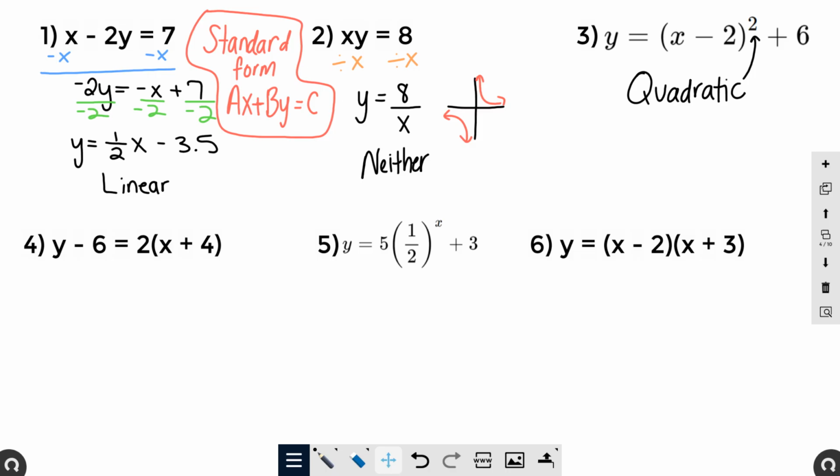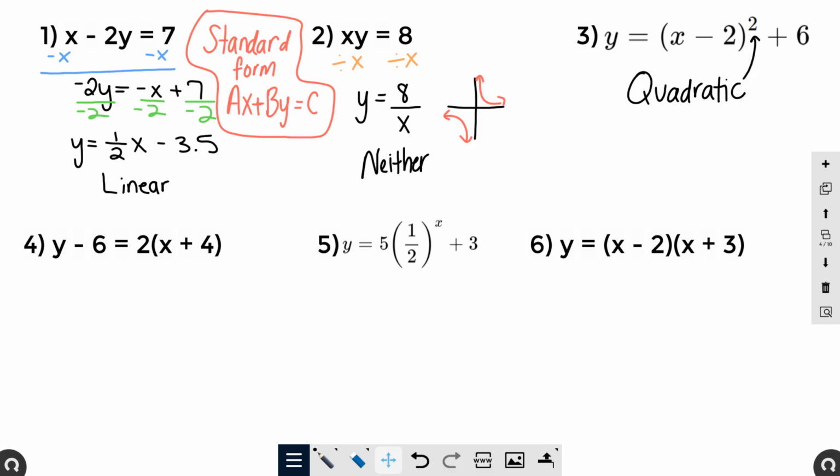Yeah, so in number 2, we know it's neither because x is in the denominator, and we make that graph. It's got 2 curves on the same xy axis. 2 curves is nothing. We don't know what that is yet. We haven't learned that yet, so it's neither.